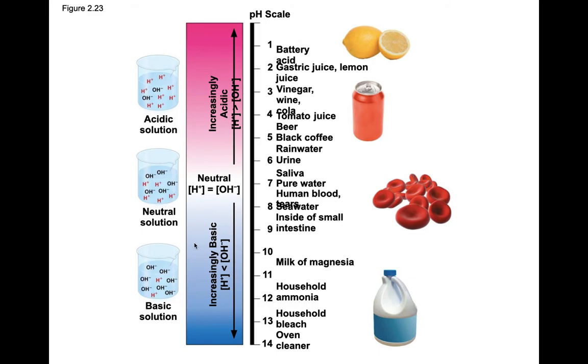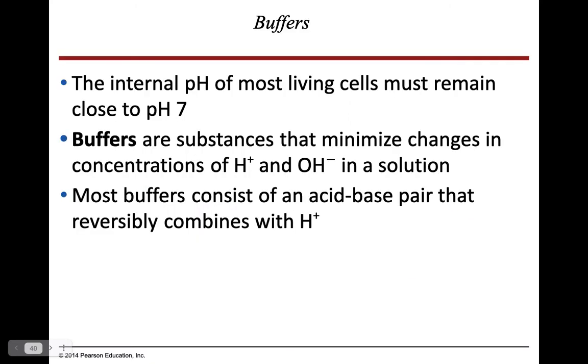And the same thing is true for very basic solutions where hydroxide ions are far greater than hydrogen ions. And this is where you might have household bleach or oven cleaner or household ammonia, all really toxic chemicals that are quite different than acidic solutions in terms of their chemical properties, but in terms of their effects on biological organisms, I wouldn't suggest either consuming battery acid or oven cleaner. Both are going to cause tissue failure and intestinal problems because of their volatility.